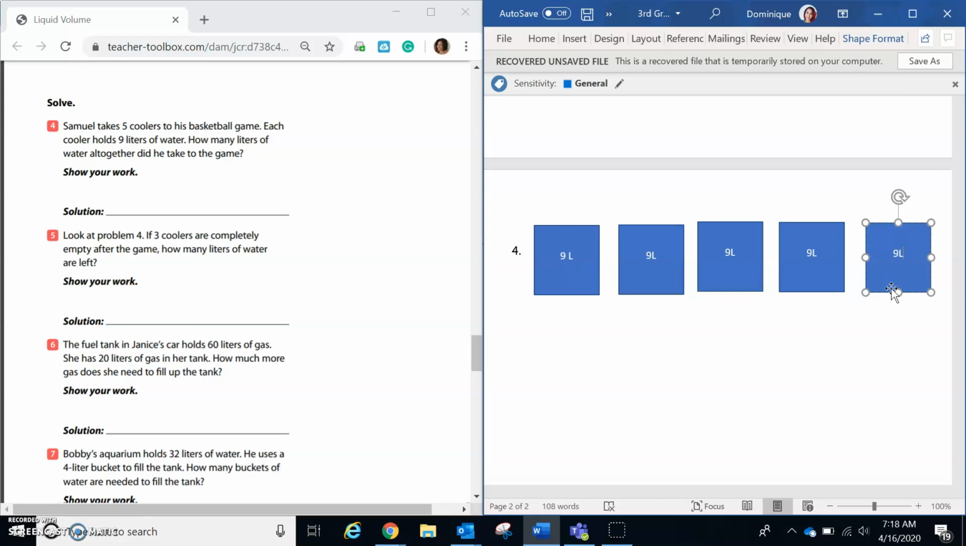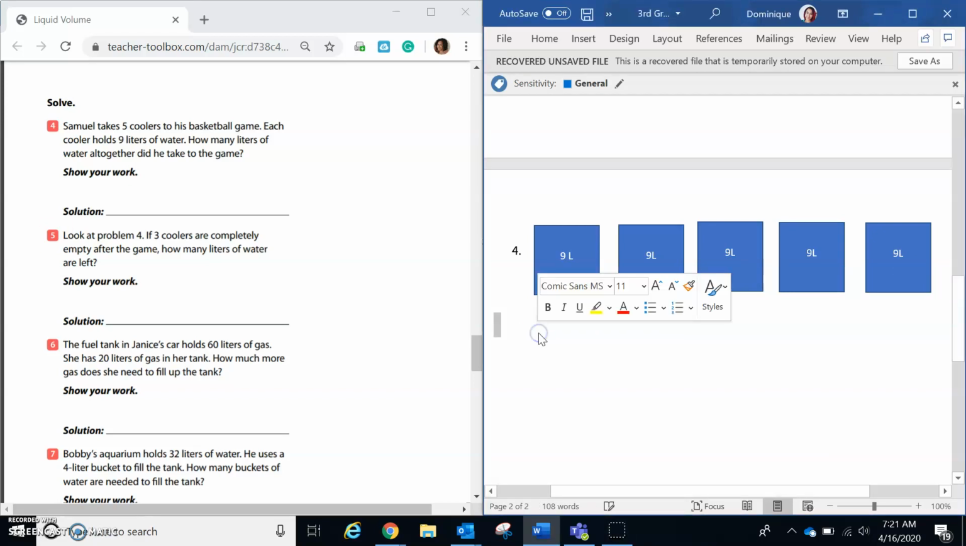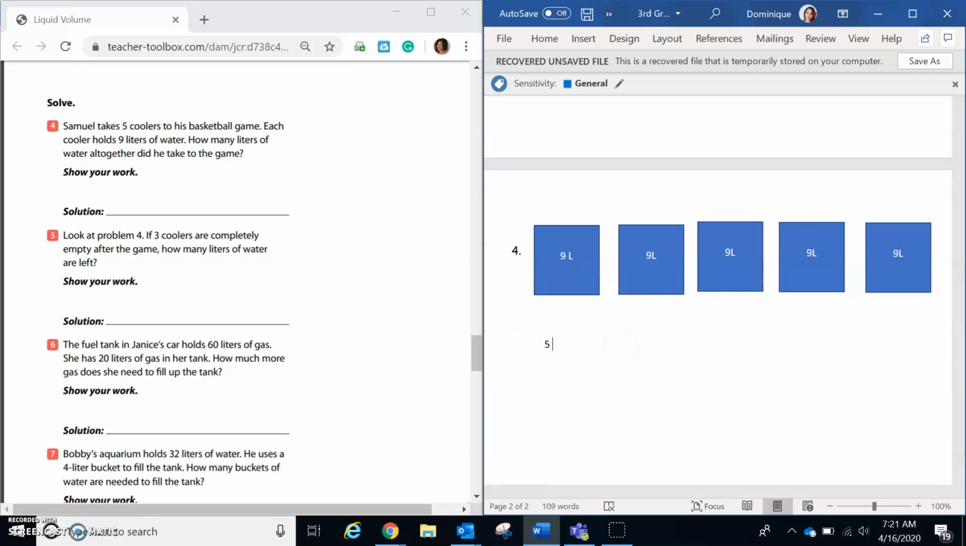Now, if you said we could add them up, you are correct. We could do 9 plus 9 plus 9 plus 9 plus 9, which is repeated addition. Repeated addition is another form for what? Multiplication. Good job, guys. So what we can do is, instead of adding 9 5 times, we can write a multiplication sentence or equation to show this. So I know that we have 5 coolers, and we want to multiply those 5 coolers by the 9 liters that are in each cooler.